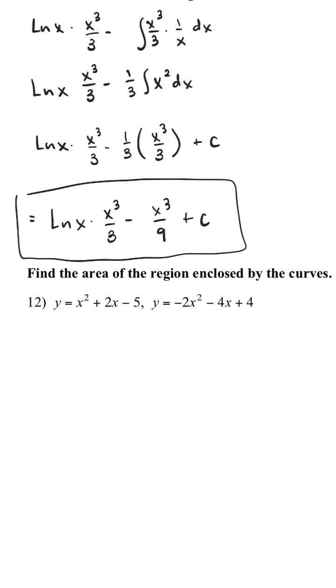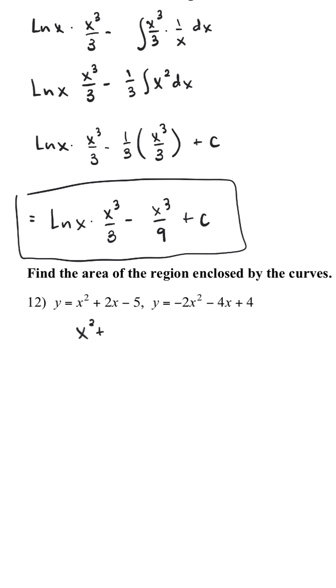Okay, we have a quadratic and another quadratic. So chances are they're going to be something like this, where we need to find the intersection point and then the area between them, which is most likely what's going on there. So first thing is find the intersection point. You find the intersection point of two graphs by setting the two equations equal to each other.